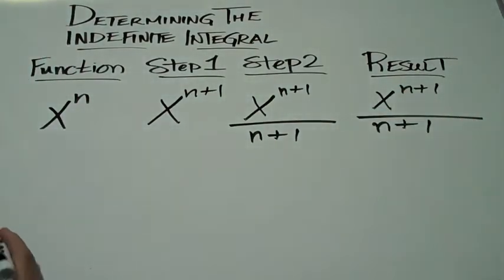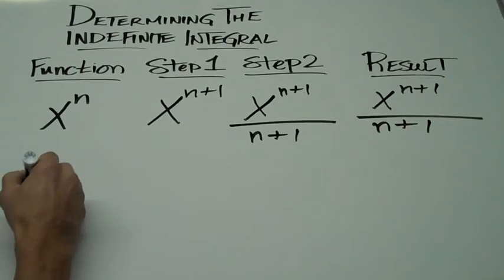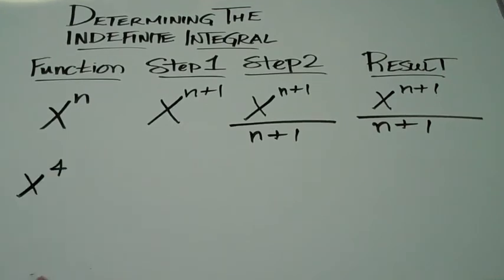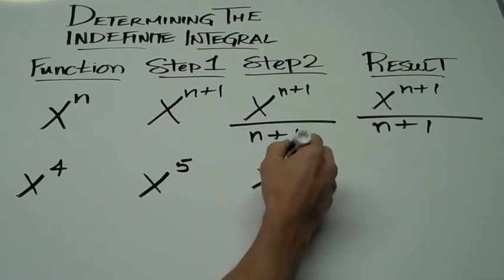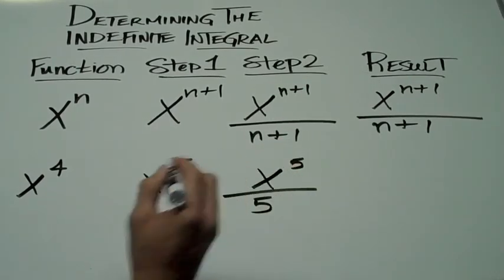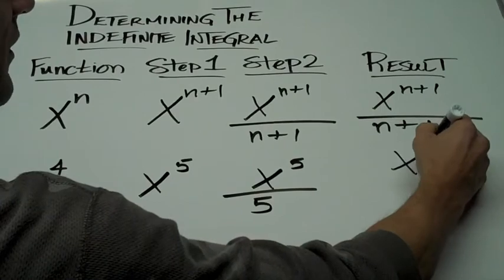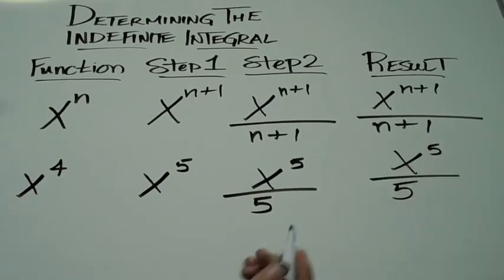We can do an example of that. What if I have x to the 4? Well, in my first step I get x to the 5. In my second step I get x to the 5 divided by 5. And that will be my result. x to the 5th over 5. Or you could say times 1/5.